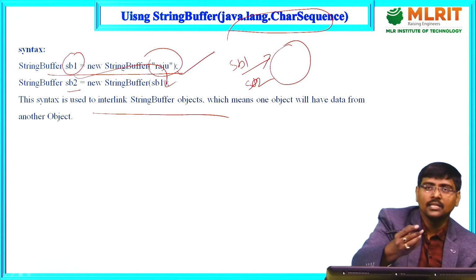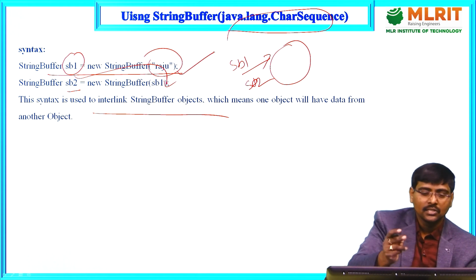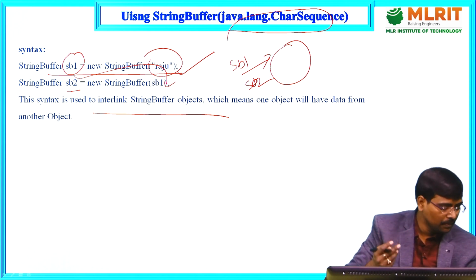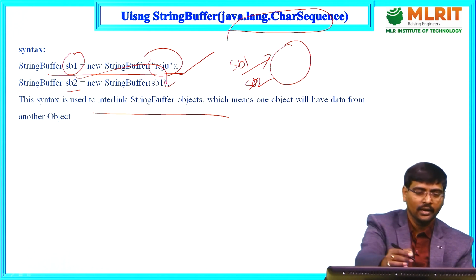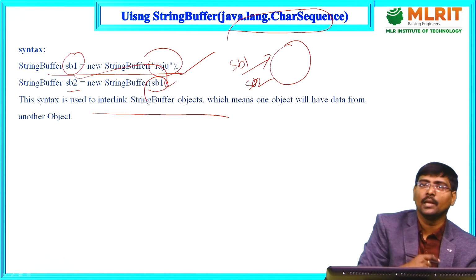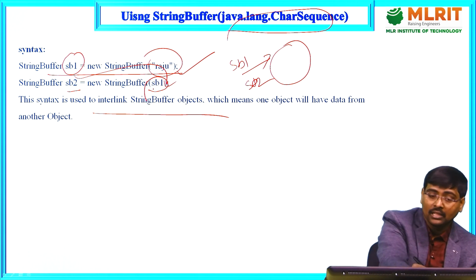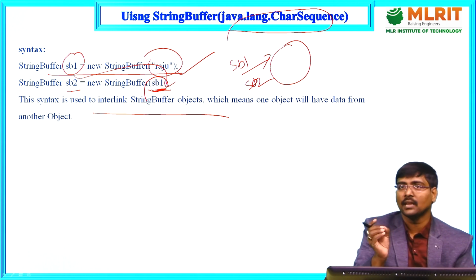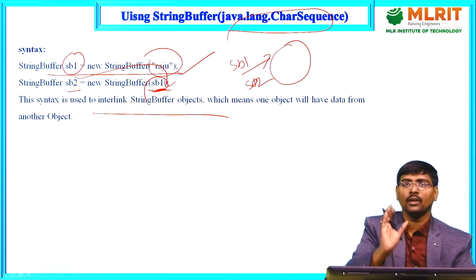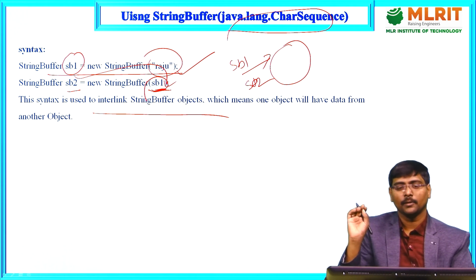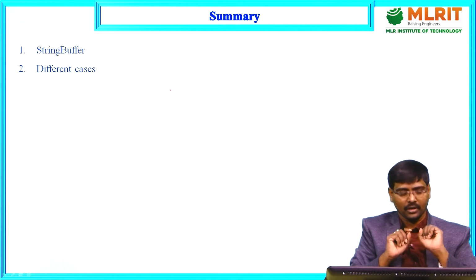Anyway, for this, how much memory is allocated? 16 plus Raju, 4. 16 plus 4, 20 memory is allocated. For this also, the total 20 memory is allocated. Why? For this, actually, no memory is allocated. For the existing one, it points to the memory. These are the different ways.